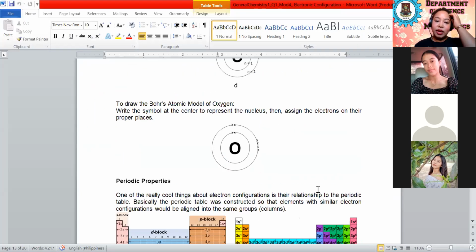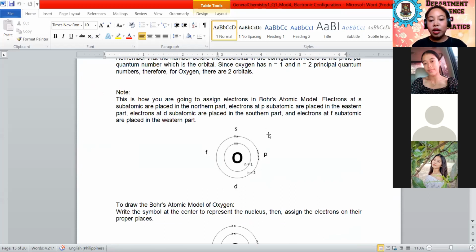Now, in writing this into Bohr's atomic model, the space or area is divided into 4. We have the north, the south, the east, and the west. This main direction also represents the sublevel orbitals. North is s, then clockwise, we have s, p, d, and f. So you put all the s here, all the p here, all the d here, and all the f here.